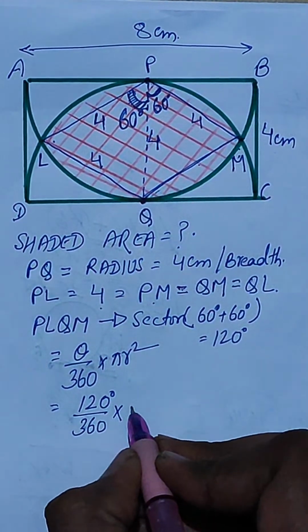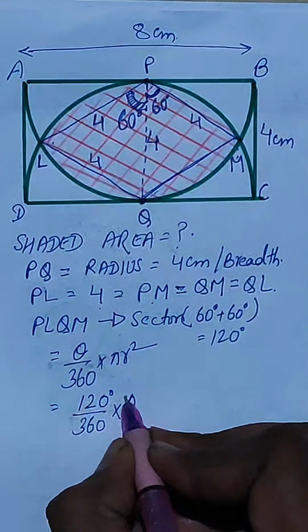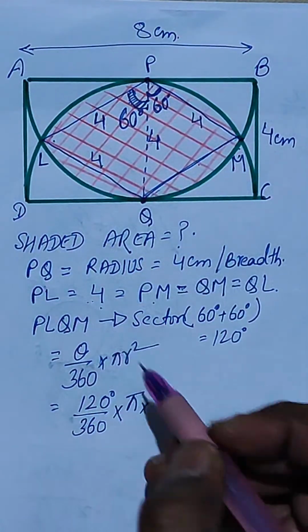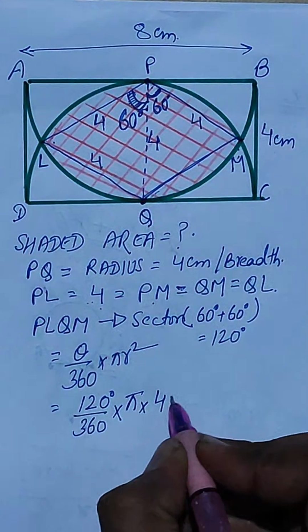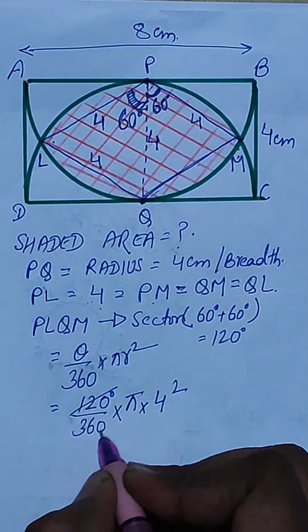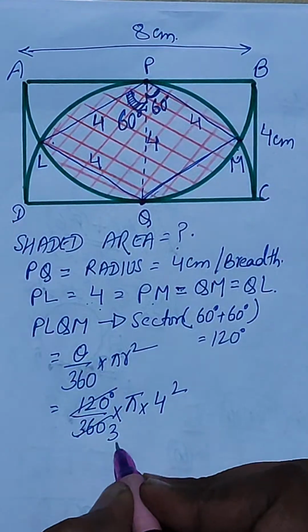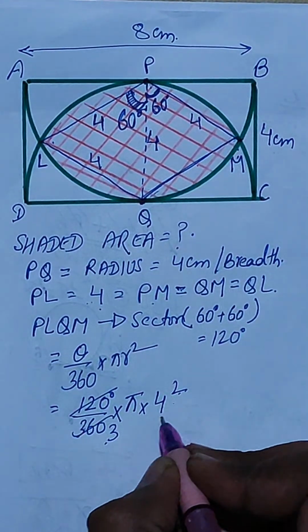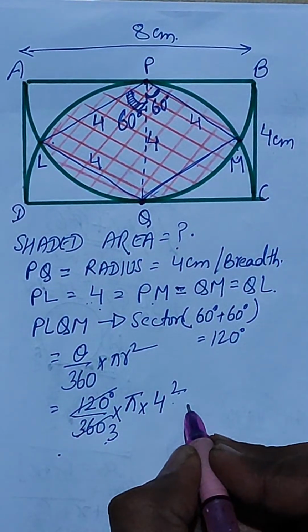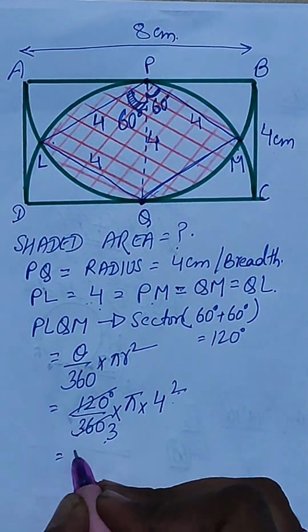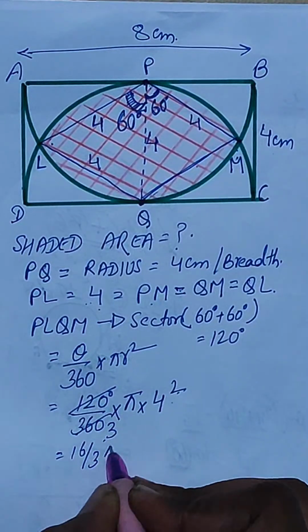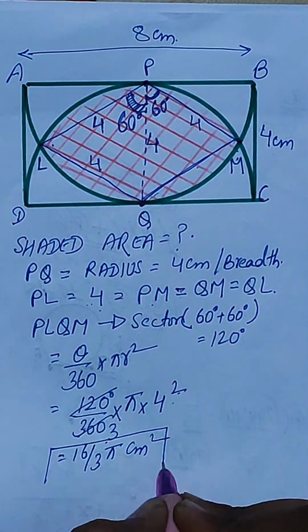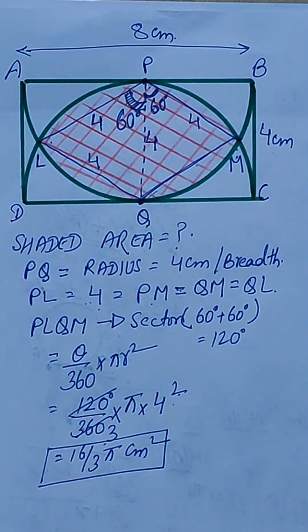So it will be 120 by 360 into pi r square. Pi will be as it is, and r square will be 4 into 4, that is 4 square, right? So 120 divides 360 in 3 times, and 16 by 3 pi. So it will be coming as equal to 16 by 3 pi centimeter square. This is the area of the sector.